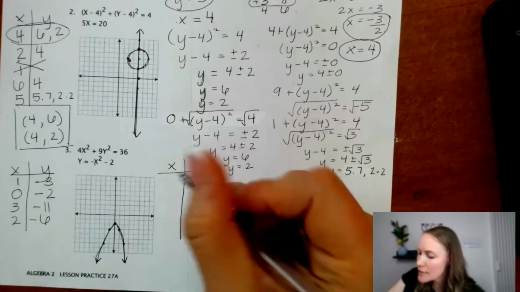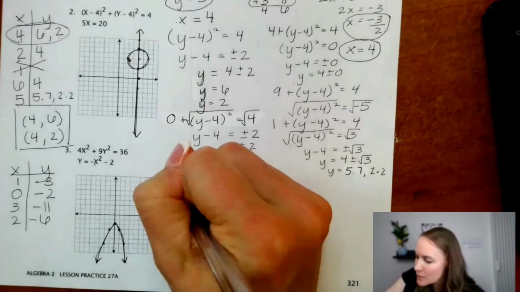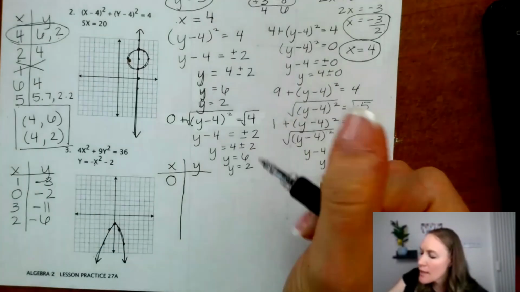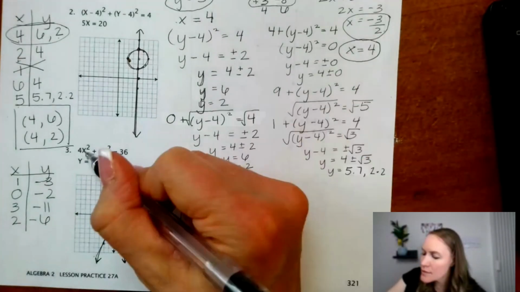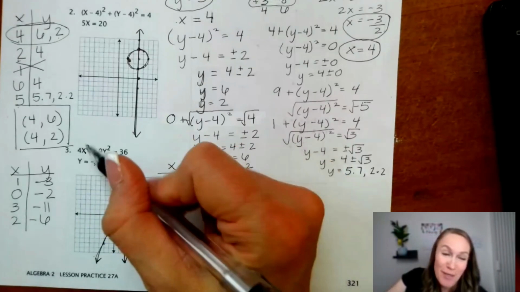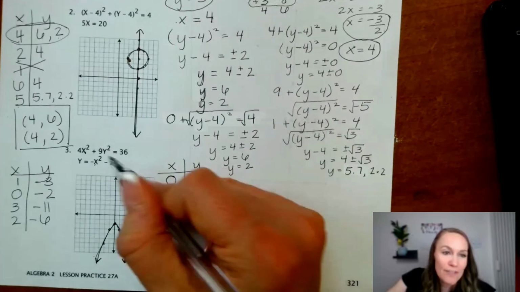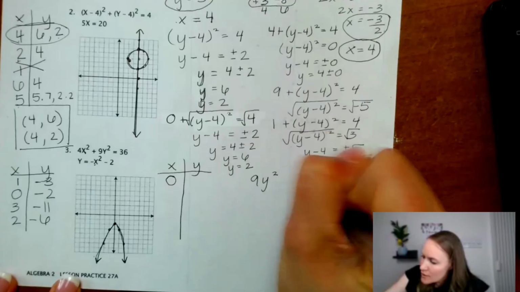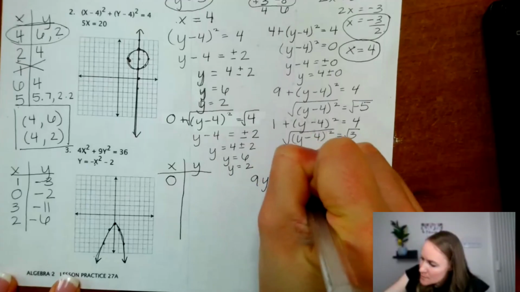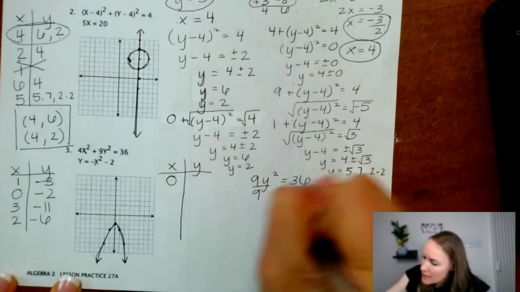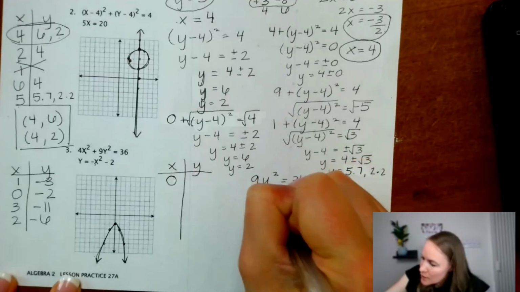We're just trying to see what is happening when x equals 0. So I'm going to plug in 0 for x, and then I get 0 squared is 0, 0 times 4 is 0, so that becomes 0. So all I have left is this piece. 9y squared equals 36. And then divided by 9, I have y squared equals.